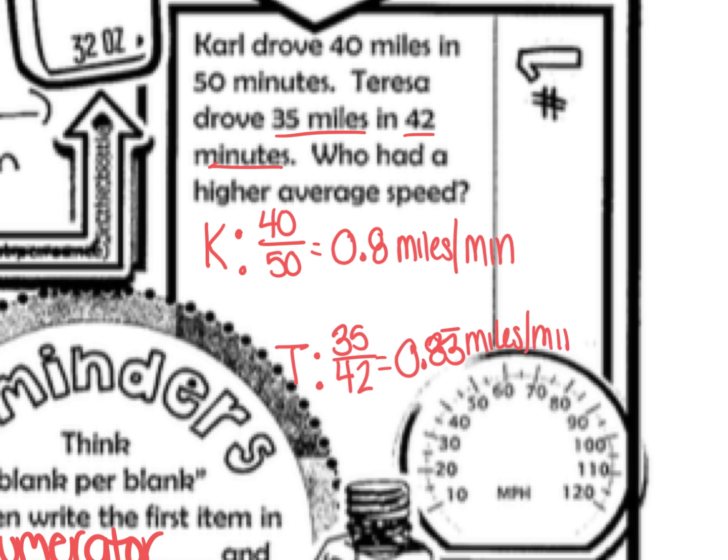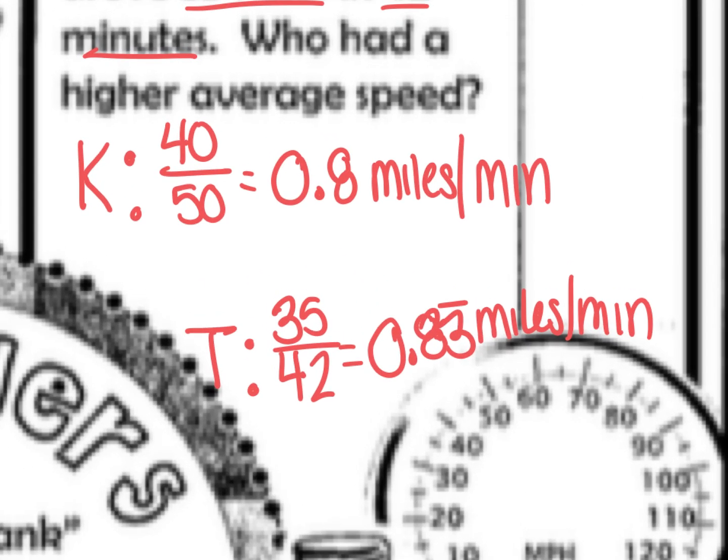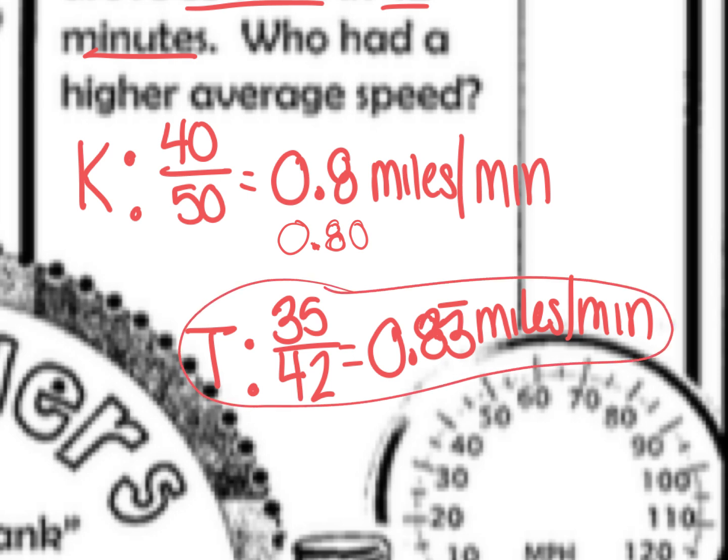So those are really close, 0.8 or 0.83. If I want to compare, I could write Carl's as 0.80 and make it go to the hundredths place, and now they're a little bit easier to compare. Who has the faster time, Gus? Teresa goes slightly faster. 0.03 of a mile per minute faster.